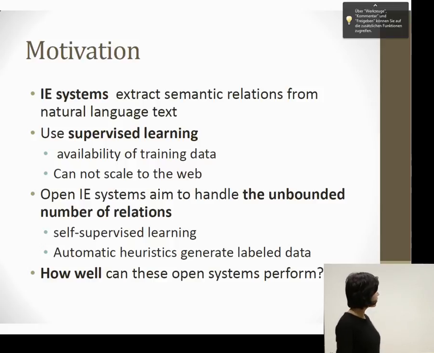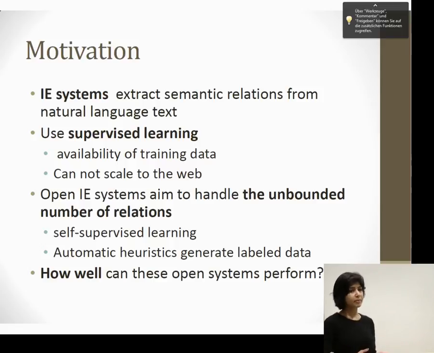We developed OpenIE systems to handle the unbounded number of relations in this corpus. And they use self-supervised learning. Self-supervised learning uses automatic heuristics which generate labeled data for training. And so another issue that comes up is how well these open systems can perform.